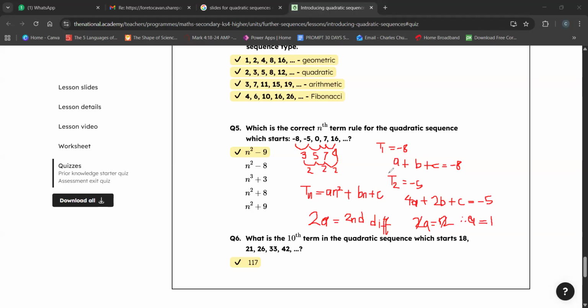For instance, from this first one, you have that 1 plus B plus C equals minus 8. So you have that, let me see where I have space, B plus C.